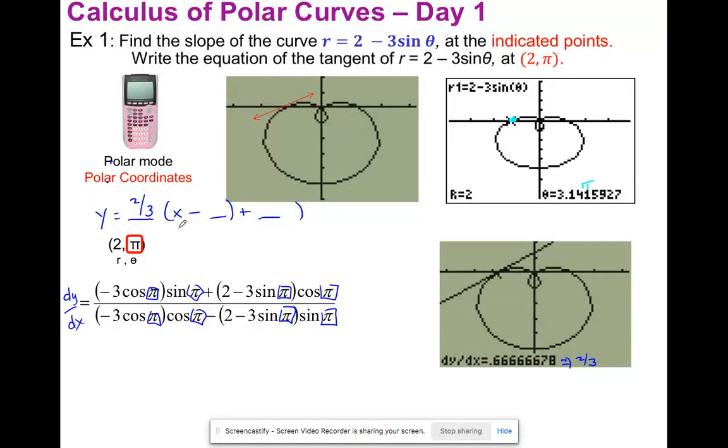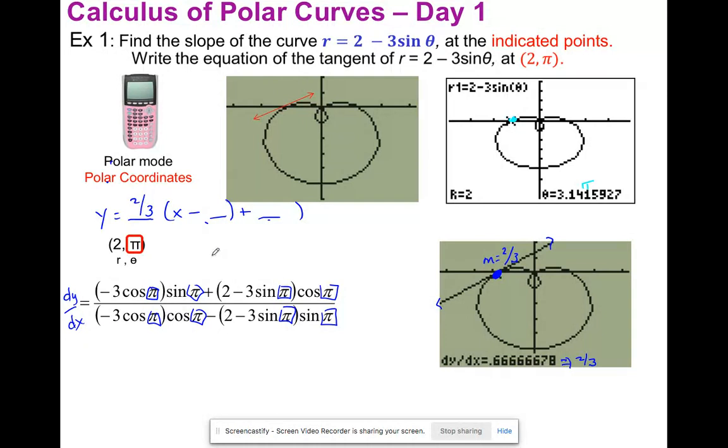But you can't put 2 comma pi there, right? The slope of this line, dy dx, the rate of change of y is 2 compared to the rate of change, 2 units compared to 3 units, 2/3. And this line certainly looks like it has a slope of 2/3. But to write the equation of the tangent line, I need the x and y coordinates.